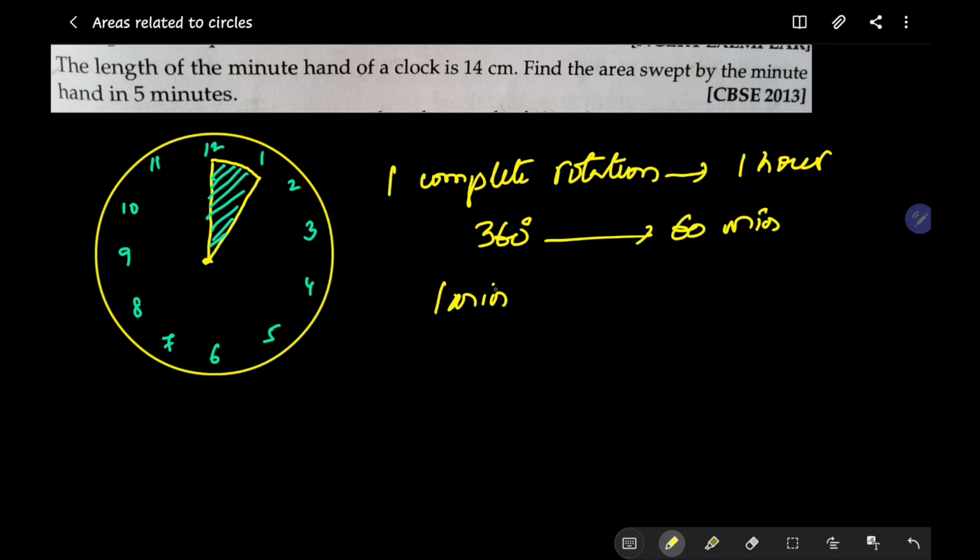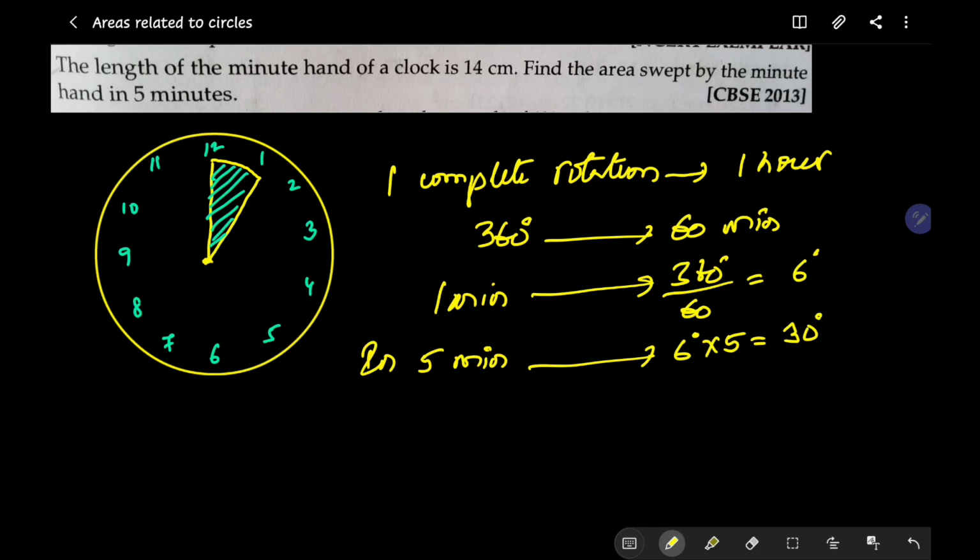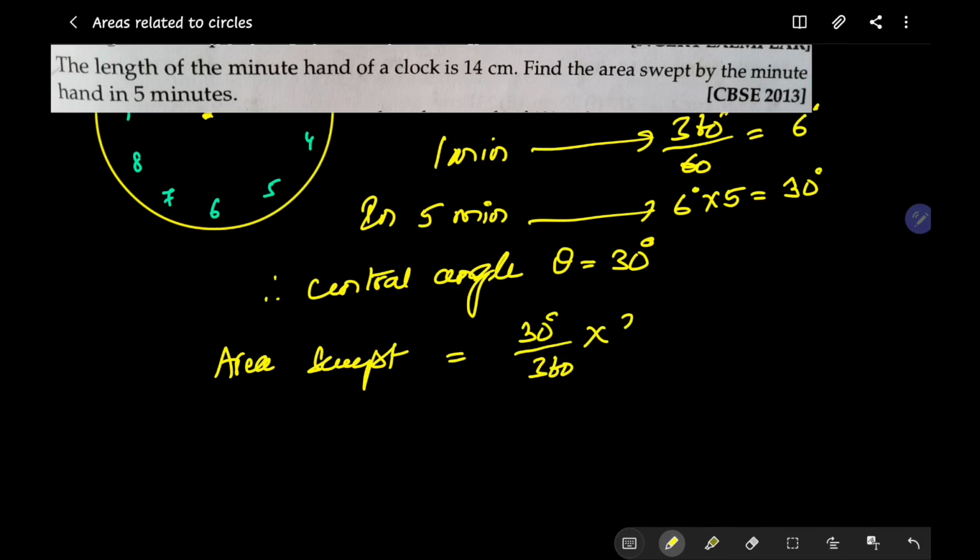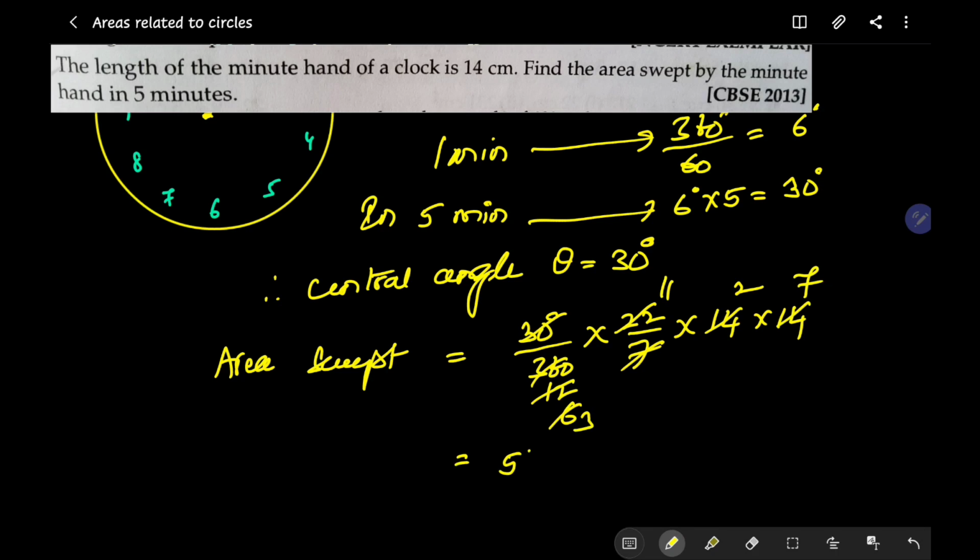By this logic, we can say it takes 1 minute to make an angle of 6 degrees, and 30 degrees in 5 minutes. So the angle made by the minute hand in 5 minutes is equal to 30 degrees, and we take it as the central angle theta and use this in the area formula of the sector. Simplify and we get the area swept by the minute hand in 5 minutes as 51.30 centimeters square.